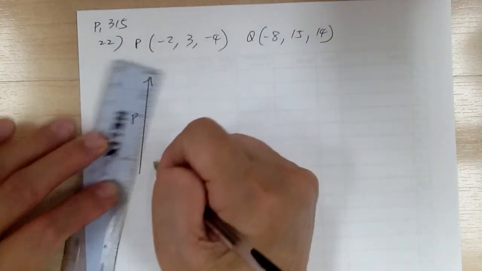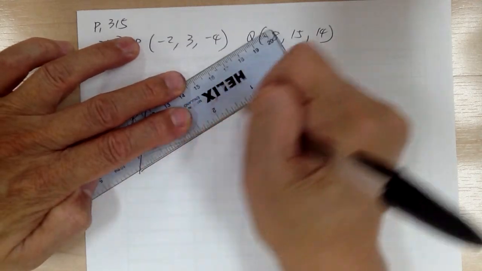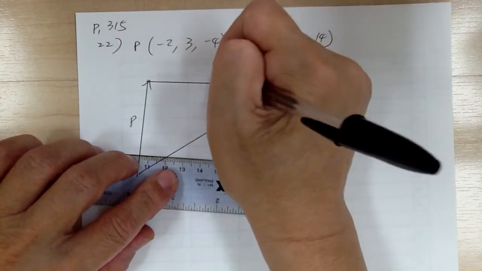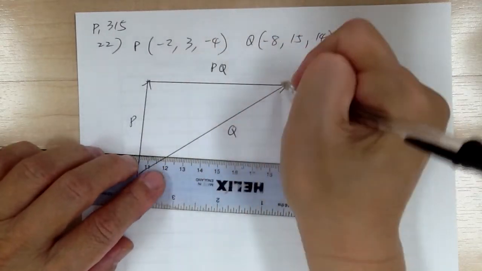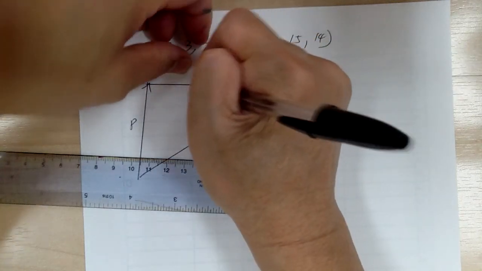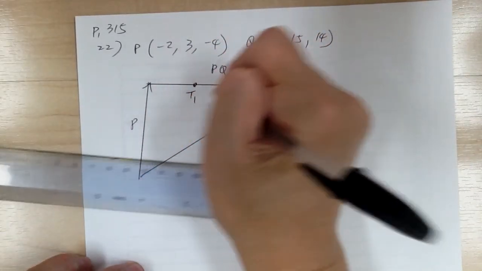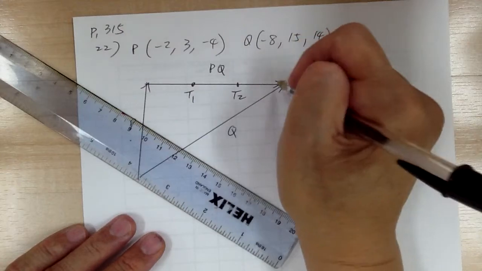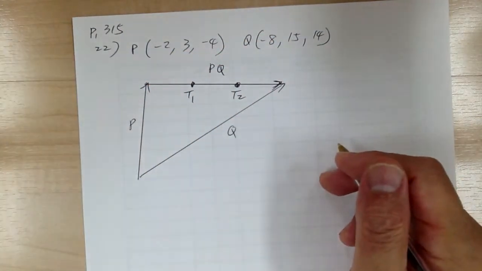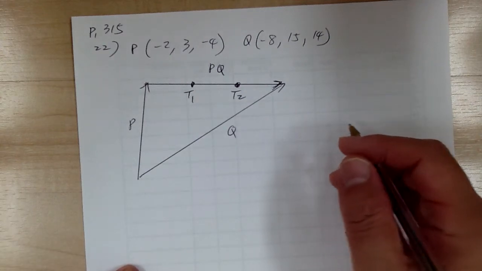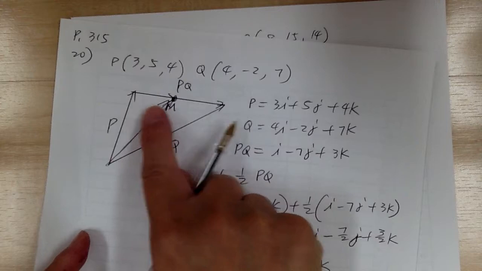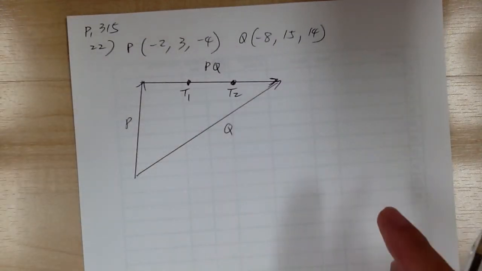Okay, that's the P. That's the Q. So this is a PQ, and you want to find the trisection point. So divide by 3. So I'm going to call this T1 and call this T2. So you're looking for those two coordinates. Okay, trisection point means you divide by 3. Okay, so it's going to be same as what you did before. Okay, but instead of using 1/2, you're going to use 1/3 and 2/3.